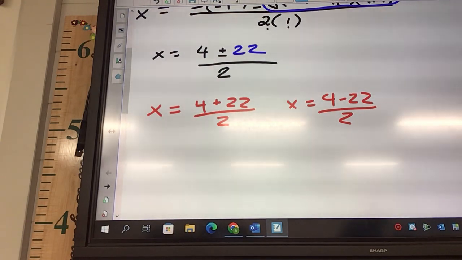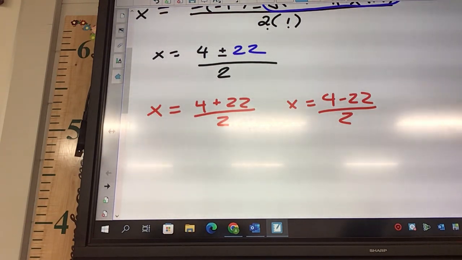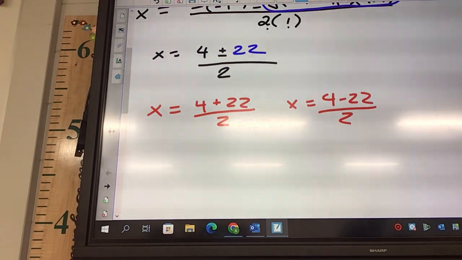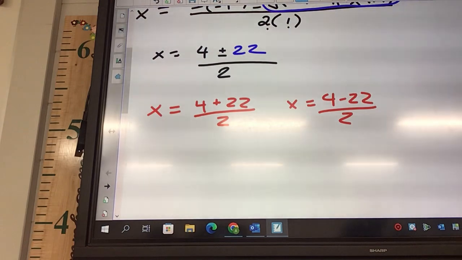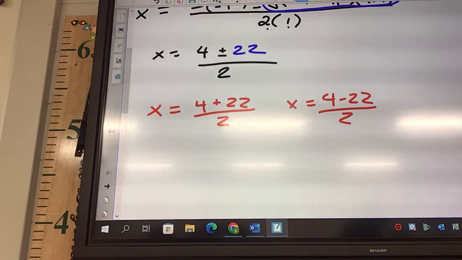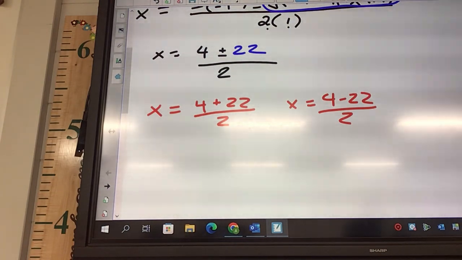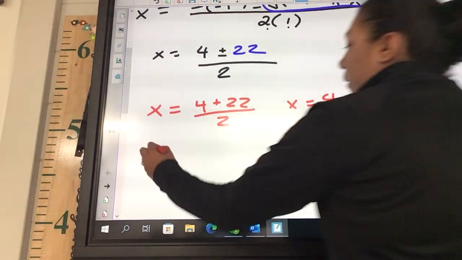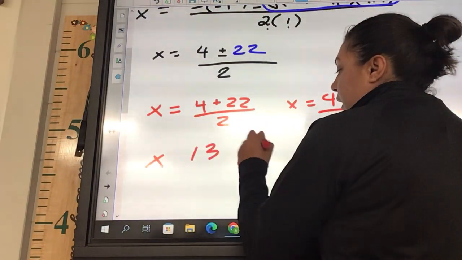Rather than checking on the string again, you can hit this and we'll take it to there, and delete what you already did. So same thing. What were your 2 answers you got? 13 and negative 9.